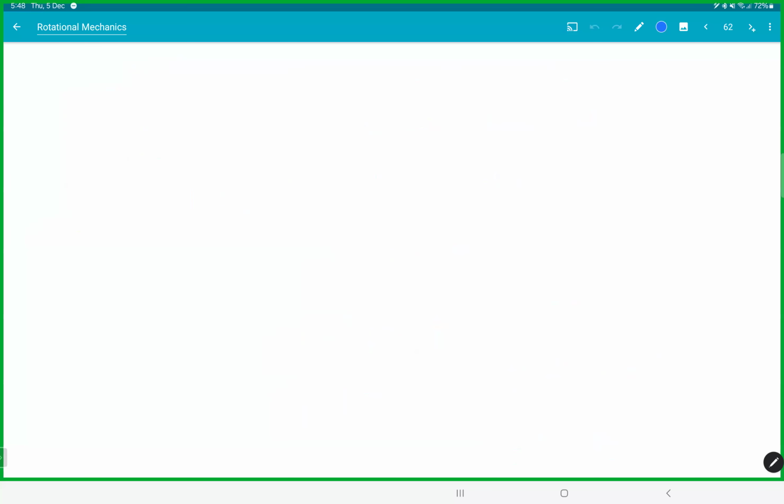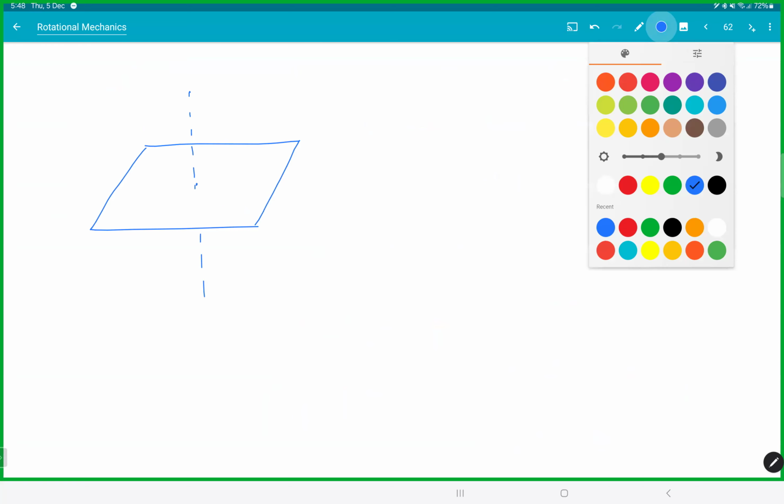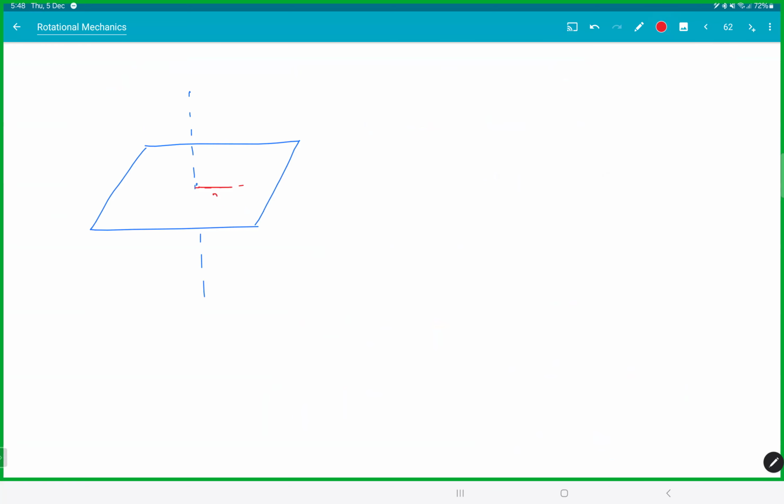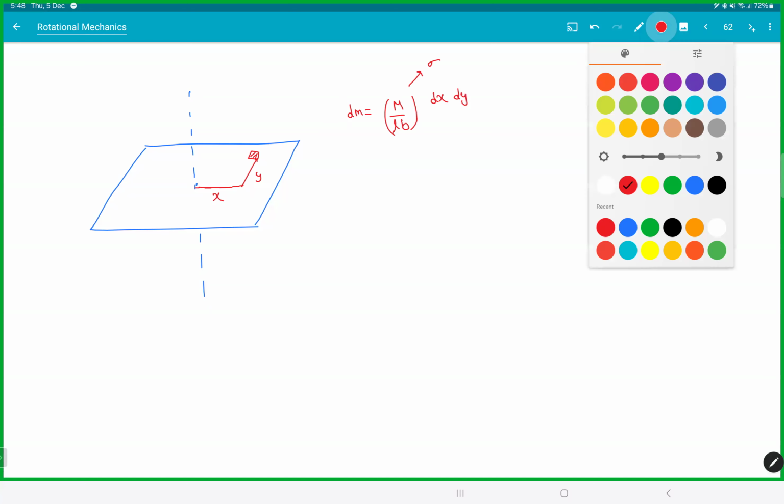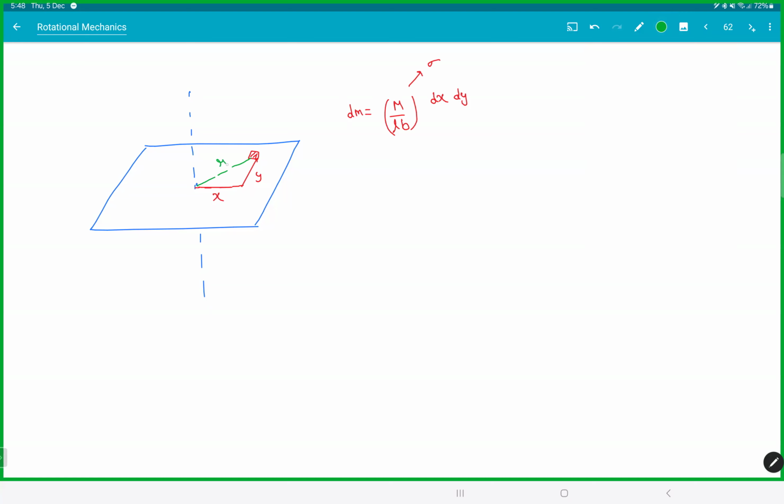In the case of a rectangular plate, your life is easier. I'll turn the page. If you take a rectangular plate, about the center, we do the same idea here. At a distance x, at a distance y, we take a small piece here. So we will get dm as mass by total area, m over l b, which is your sigma into dx dy. This distance will be r. Exact same integration. So we will get dI as dm into x square plus y square.